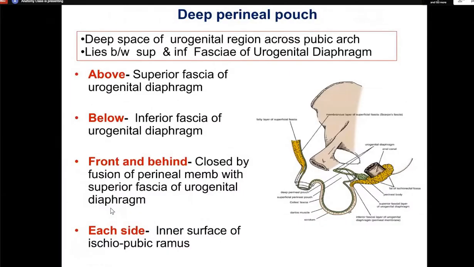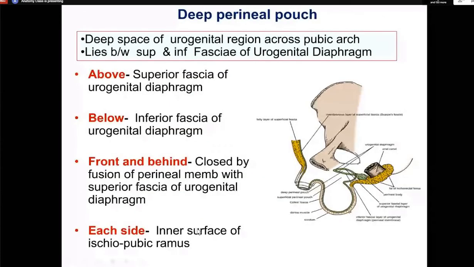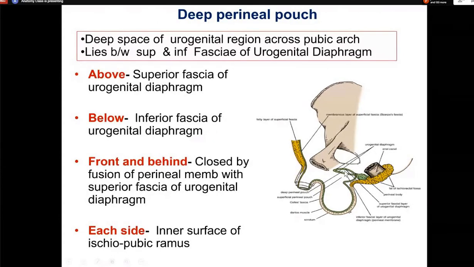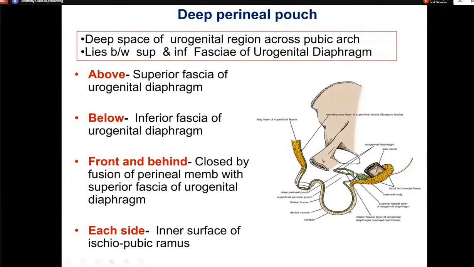Now next one is the deep perineal pouch. The deep perineal pouch is the space present between the superior and the inferior layer of the urogenital diaphragm. Above we have the superior layer of the urogenital diaphragm. Below we have the inferior layer, and anteriorly and posteriorly these are closed by the fusion of the superior and the inferior layer of the urogenital diaphragm.